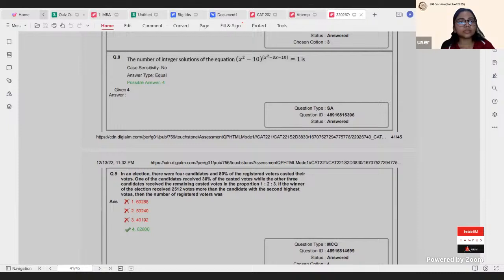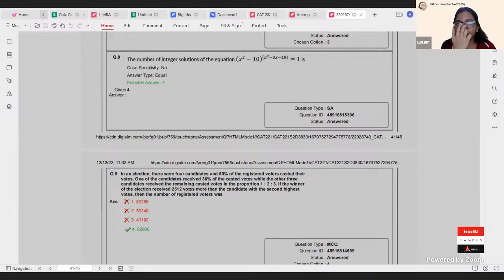Okay, so regarding the next question, these are some of the questions that are very prone to mistakes by people, because the number of integer solutions, you don't get options for it, and it's very easy to get it wrong.